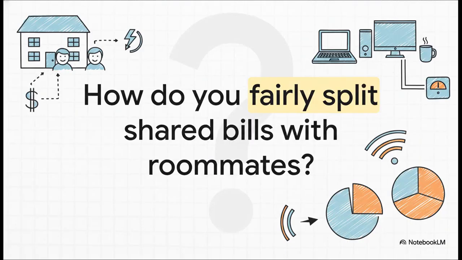Imagine you're splitting bills with roommates. You've got internet, electricity. Do you just split it evenly? Or what about the roommate who works from home, streaming video all day? Should they pay a bigger chunk of that electricity bill? Suddenly, it's not so simple, is it?